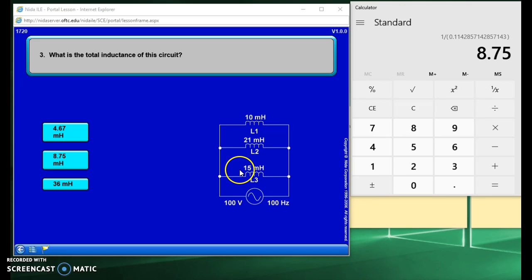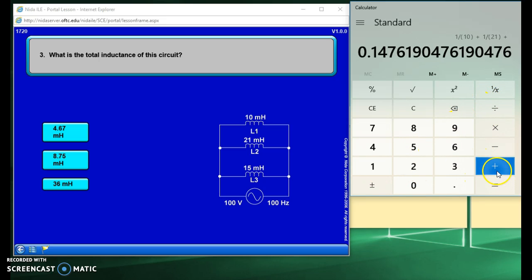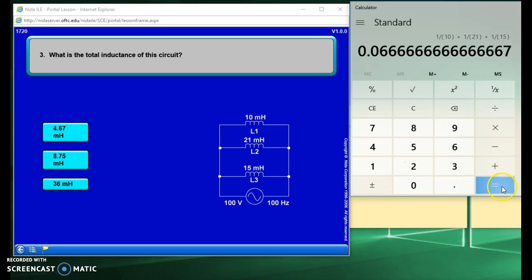This is why I love the reciprocal formulas. I can do all 3 at once. With product over sum, I would have to do the first 2, get their equivalent value, then put that up with the third. Here I can just reciprocate each one, get the sum of that, reciprocate that answer, and I'm done. Notice they're all millihenries. So let's do 10 reciprocal plus 21 reciprocal plus 15 reciprocal equals, and let's reciprocate that. 4.67, so here we go. Easy enough.